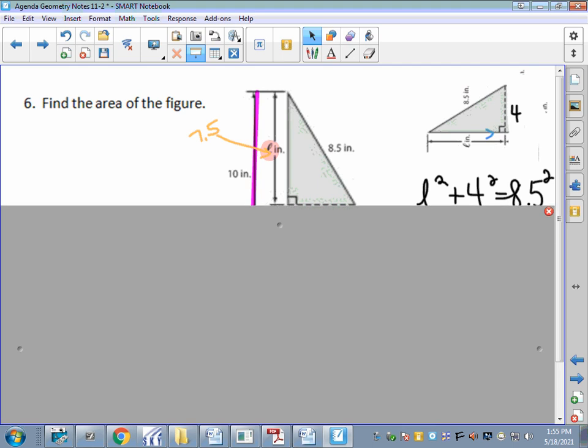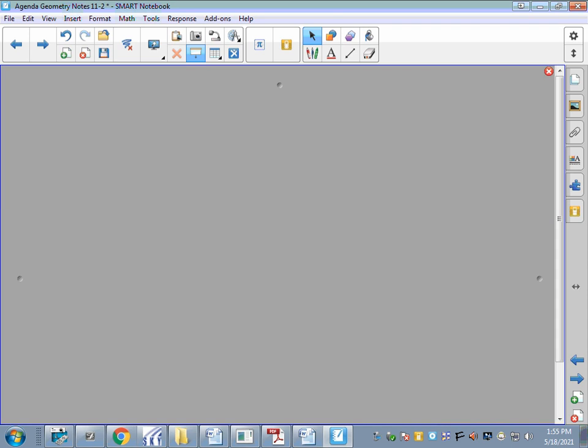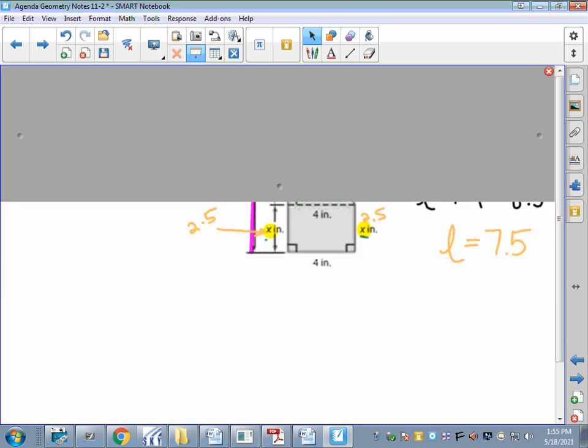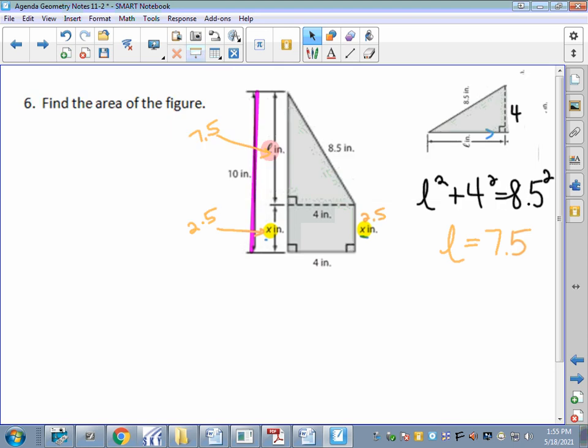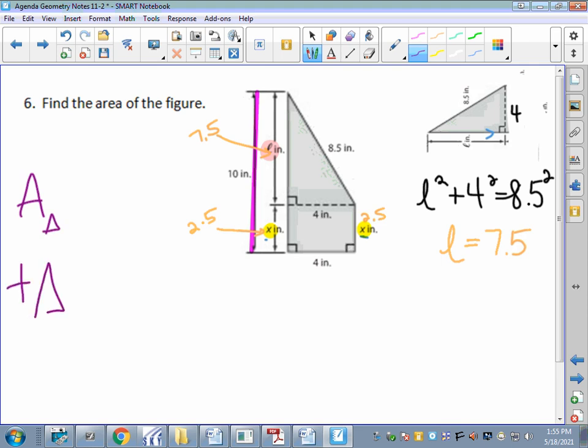Base times height divided by 2 for a triangle. And then we can find out the area of this guy, base times height. We just found the height, so that's really helpful. Add those two areas together. So we could do area of the triangle plus the area of the rectangle.